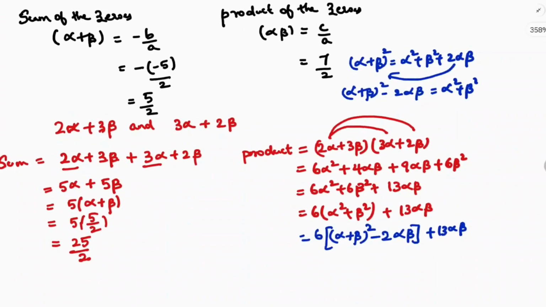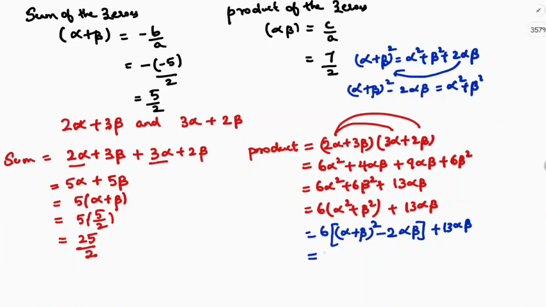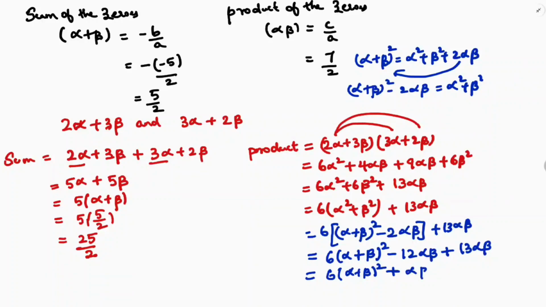If you observe here, if you multiply 6 times alpha plus beta whole square, minus 6 into 2, 12 times alpha beta, plus 13 alpha beta. So 6 times alpha plus beta whole square plus minus 12 plus 13, which is alpha beta.